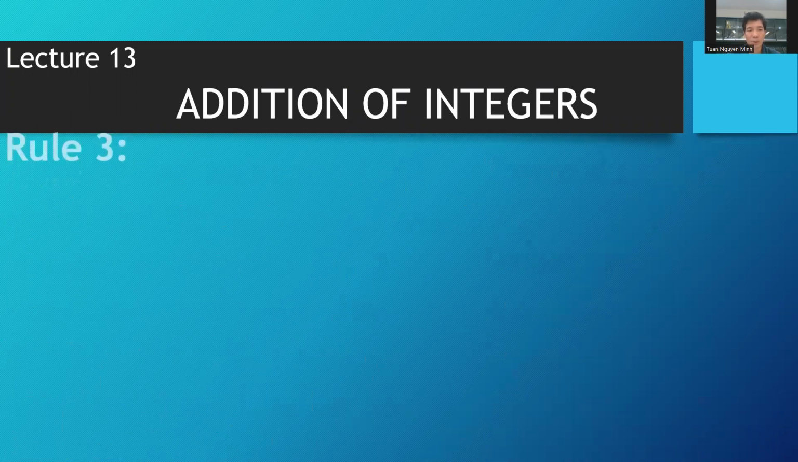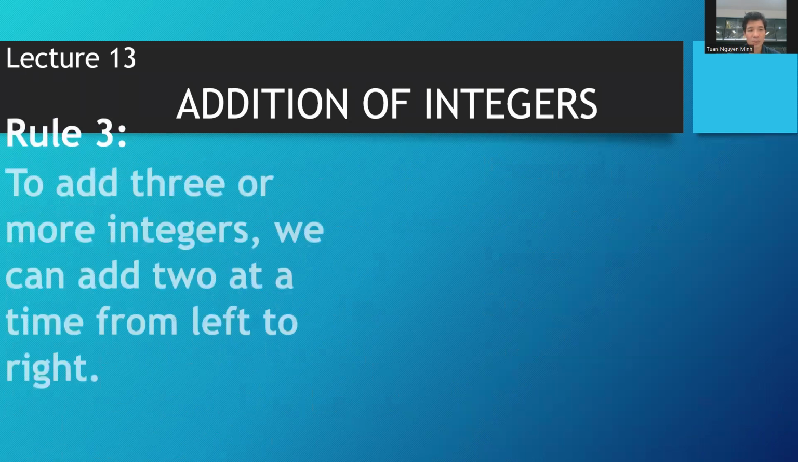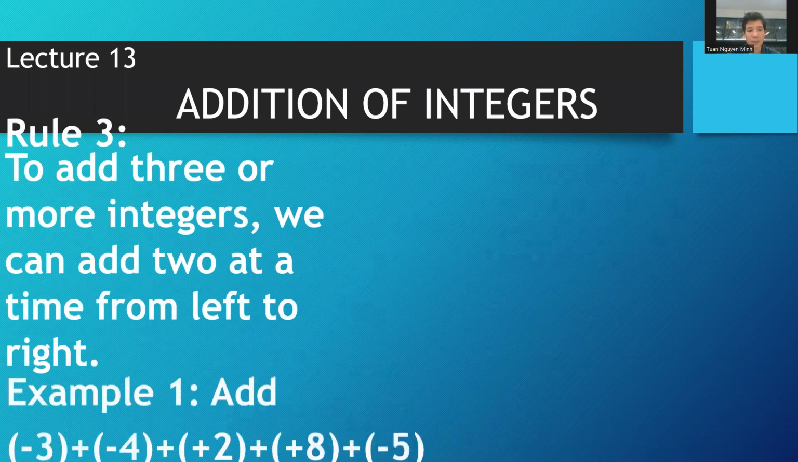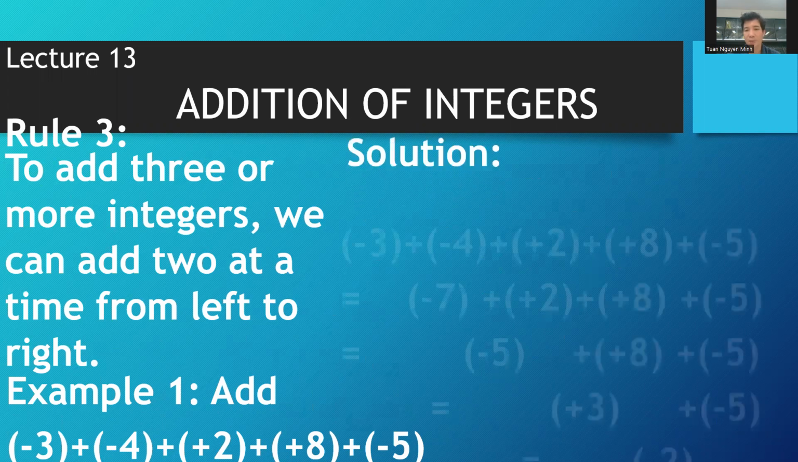Okay, let's come to rule 3. When you want to add three or more integers, you can add two at a time from left to right. For example, when you want to add -3 plus -4 plus +2 plus +8 plus -5, we'll go step by step.